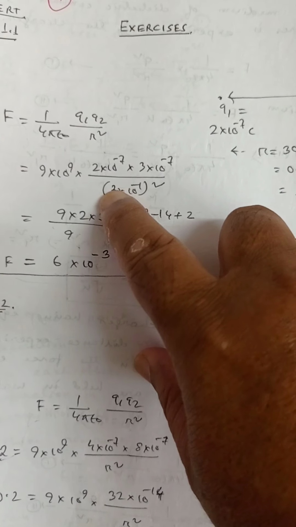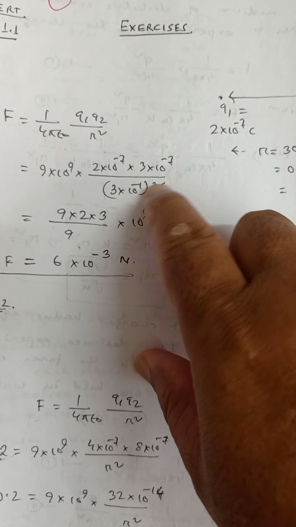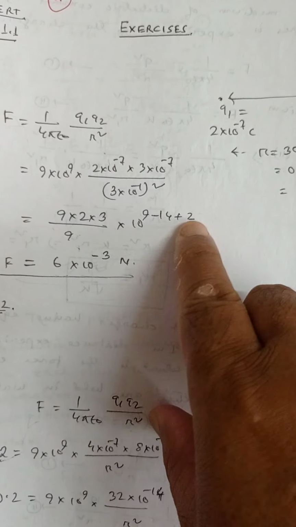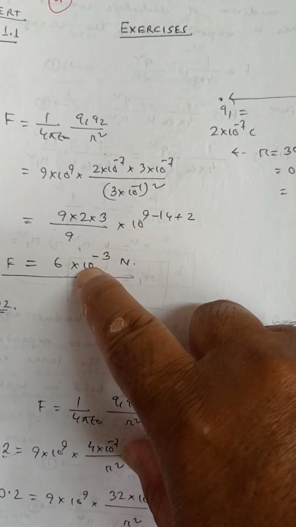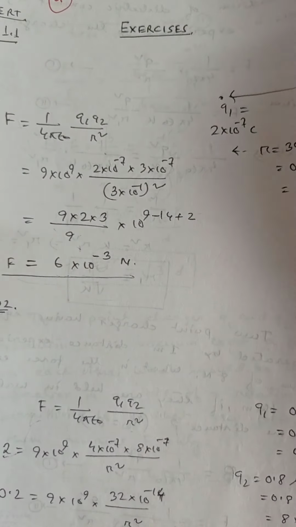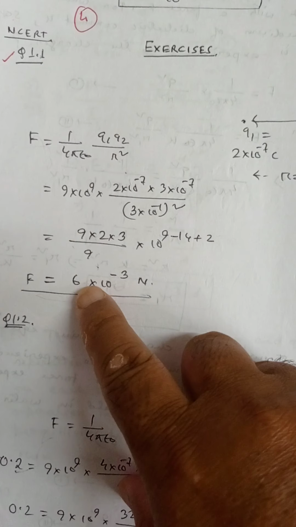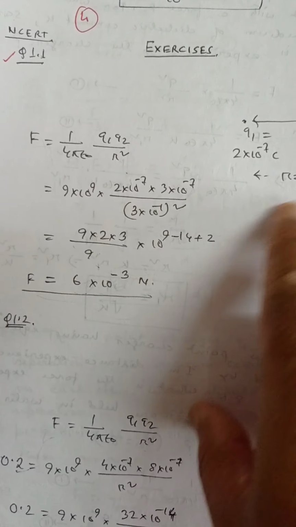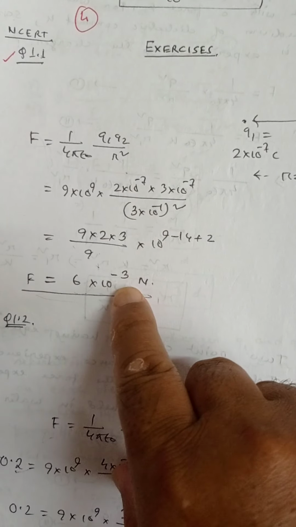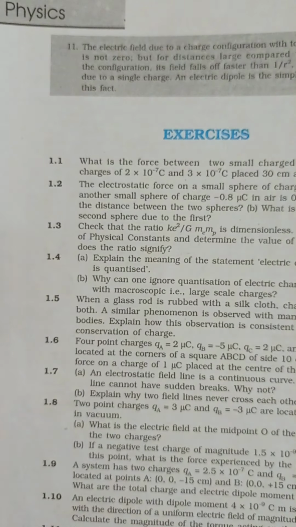This is the distance, 30 centimeter. It can be converted to meter as 3 into 10 to the minus 1, whole square, distance square. If I do this, the force between them is 6 into 10 to the minus 3 Newton. So this is the force between two charged spheres if they are considered as point masses separated by a distance of 30 centimeter. Since both the charges are like charges, this force is repulsive in nature.